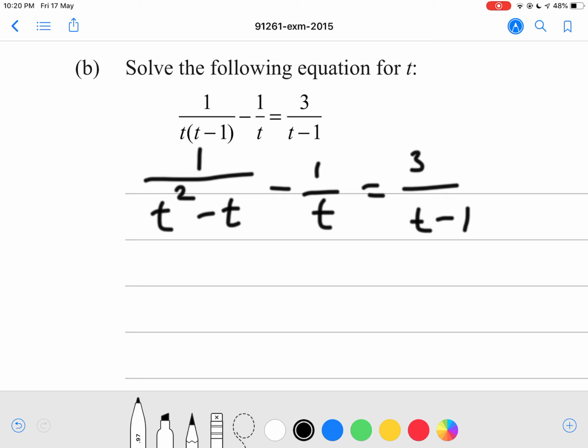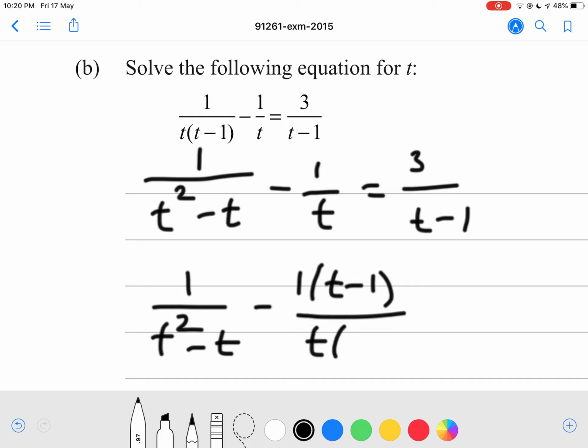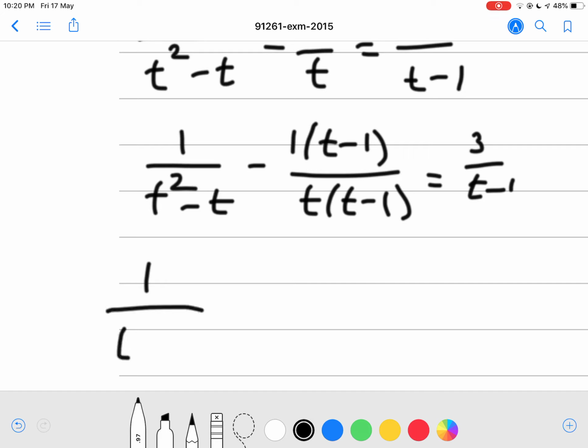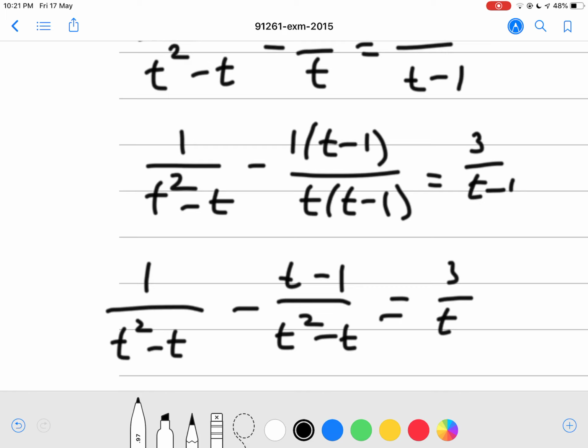So we're going to say, so we multiply, so we say 1 over t squared minus t, minus 1 times t minus 1, equals 3. I can just ignore that for now. We're going to solve that later. So, okay, so I'm going to say that 1 divided by t squared minus t, minus 1 divided by t squared minus t, equals 3 divided by t minus 1.